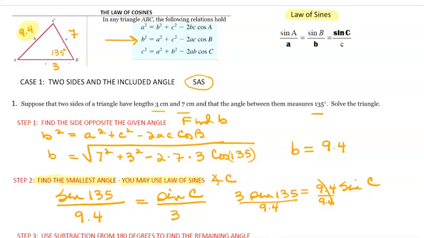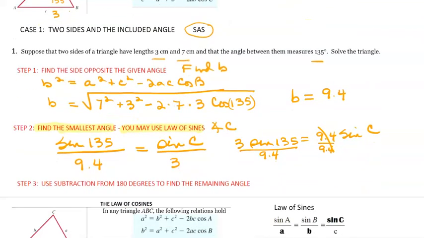Okay, and you're going to get sine of C. I don't really want sine of C, I want C. So I'm going to say C is going to equal sine to the negative 1 of this expression right here. So I'm going to copy that expression and put it right here. Make it a little bit smaller so that it can fit. That's what goes in my calculator.